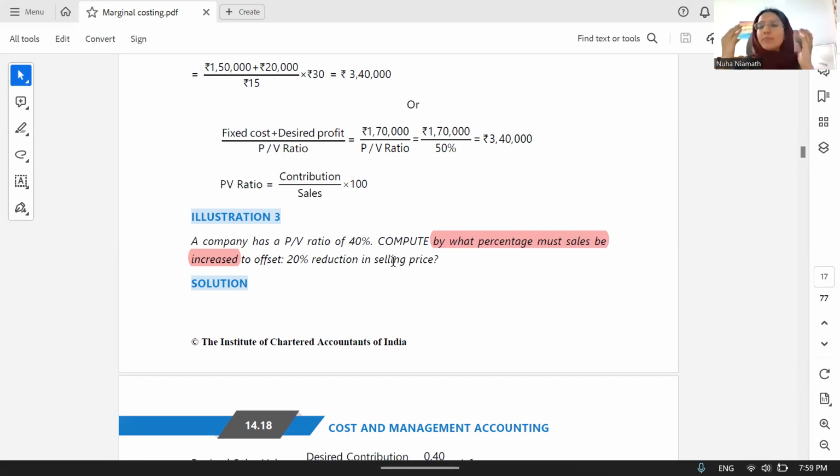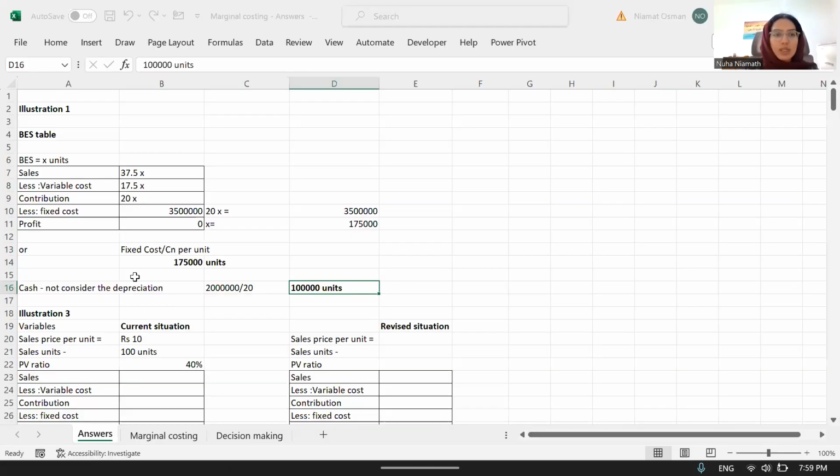by increasing the sales quantity. Because if I'm selling 500 units at 10 rupees and getting 5,000 rupees, and now my selling price is reduced to 5 rupees, what should I do to maintain that profit? I should increase my sales units, right? So it's asking by what percentage we should increase it. I don't think we should take a very complicated approach. Let's take examples here. So a company has a current PV ratio of 40%. Let's go into the answer.